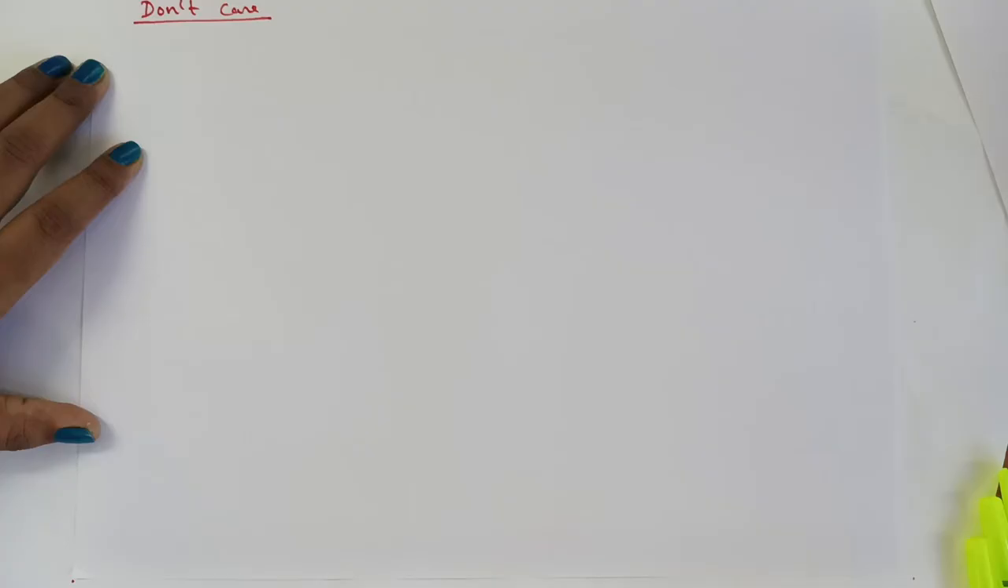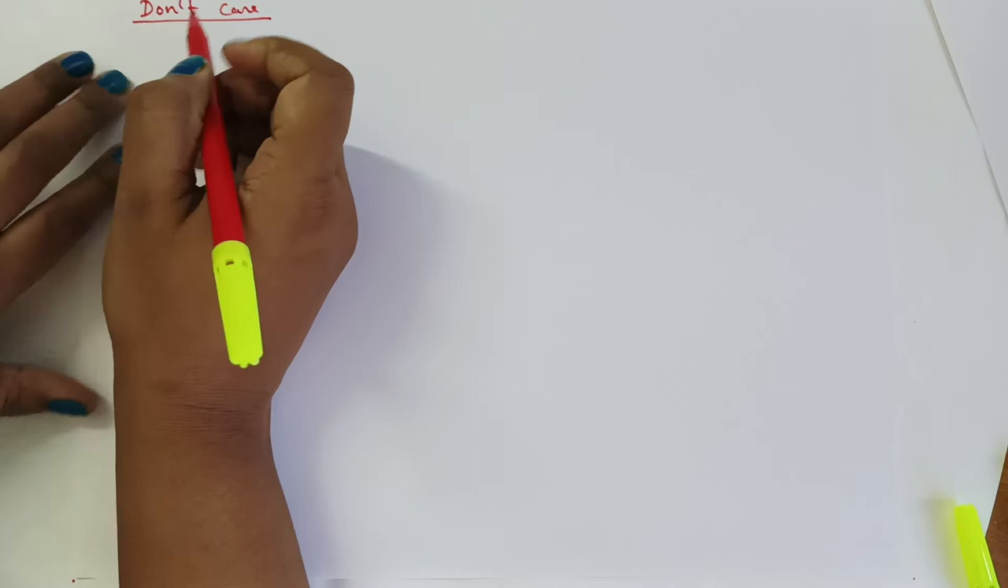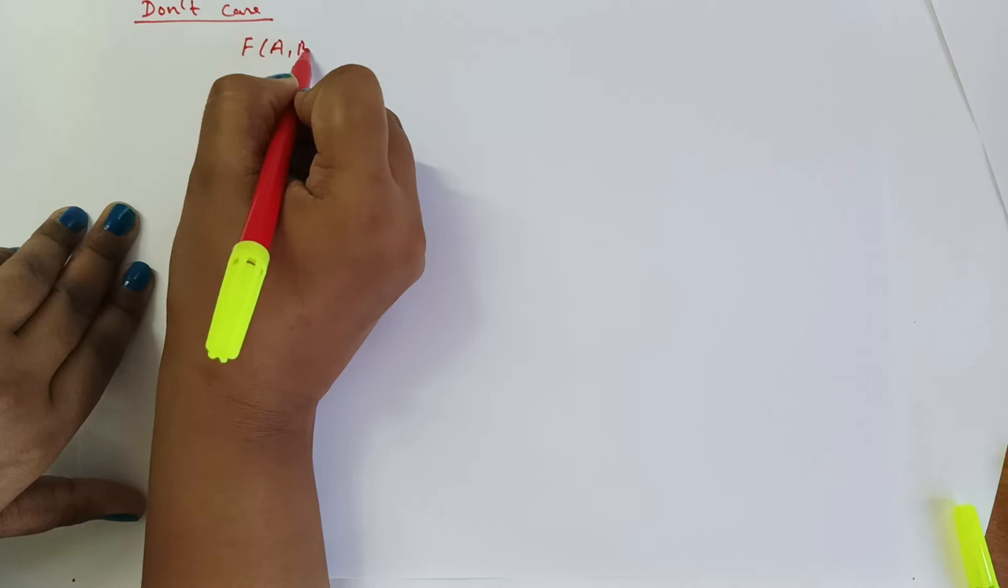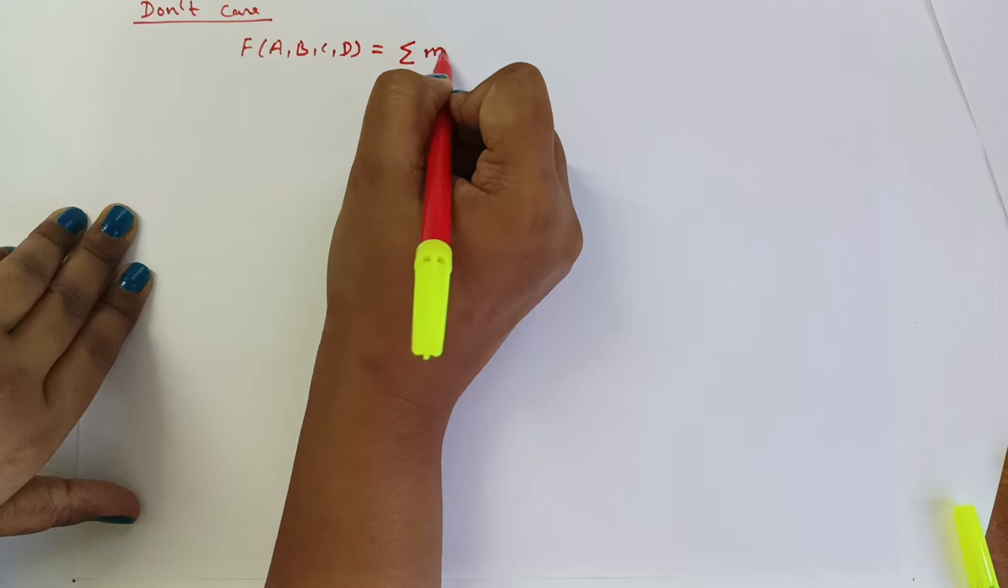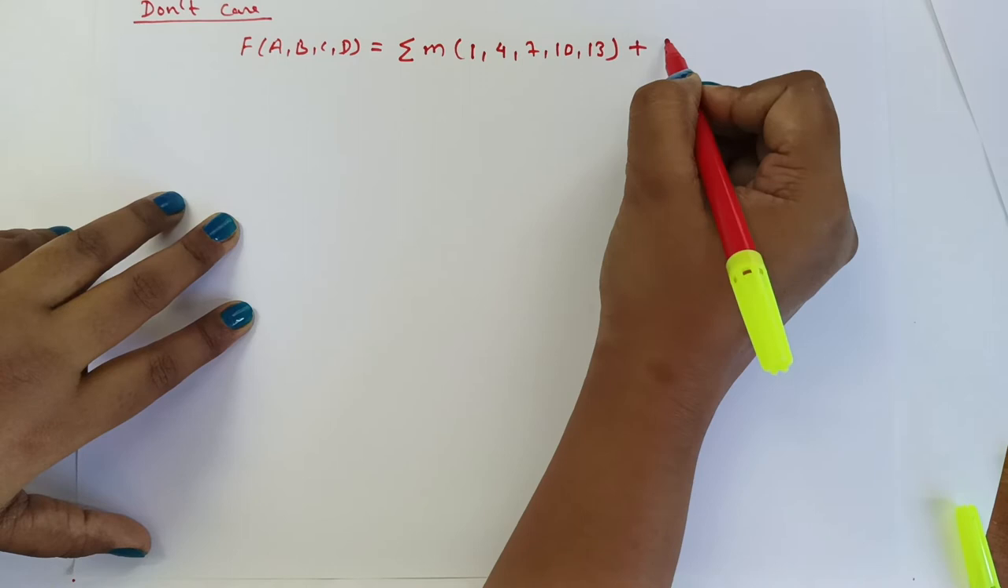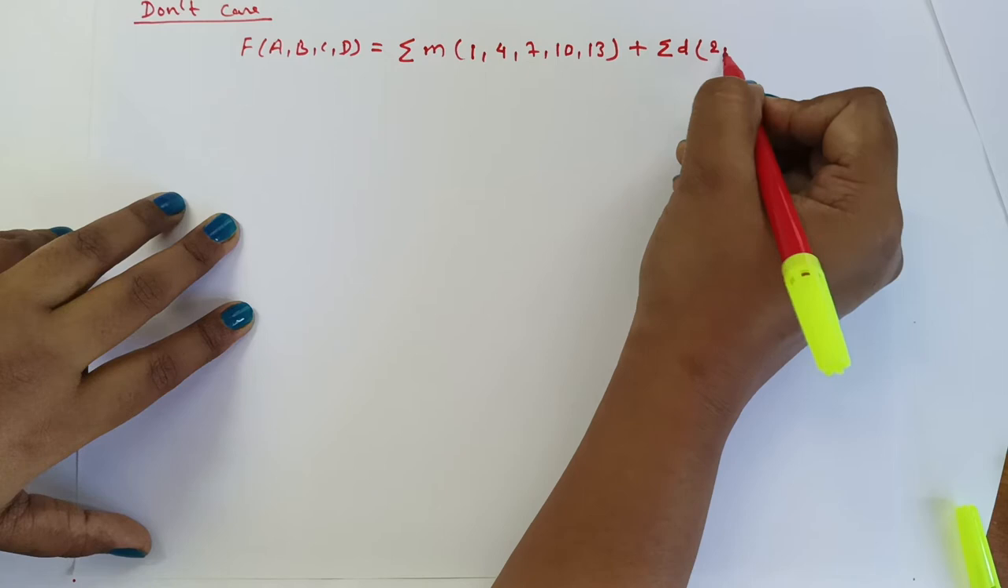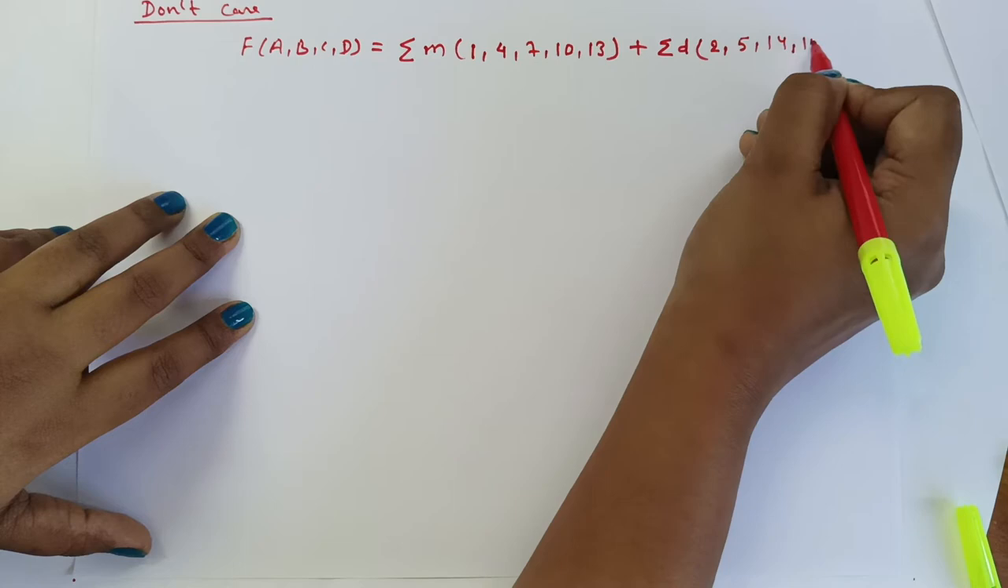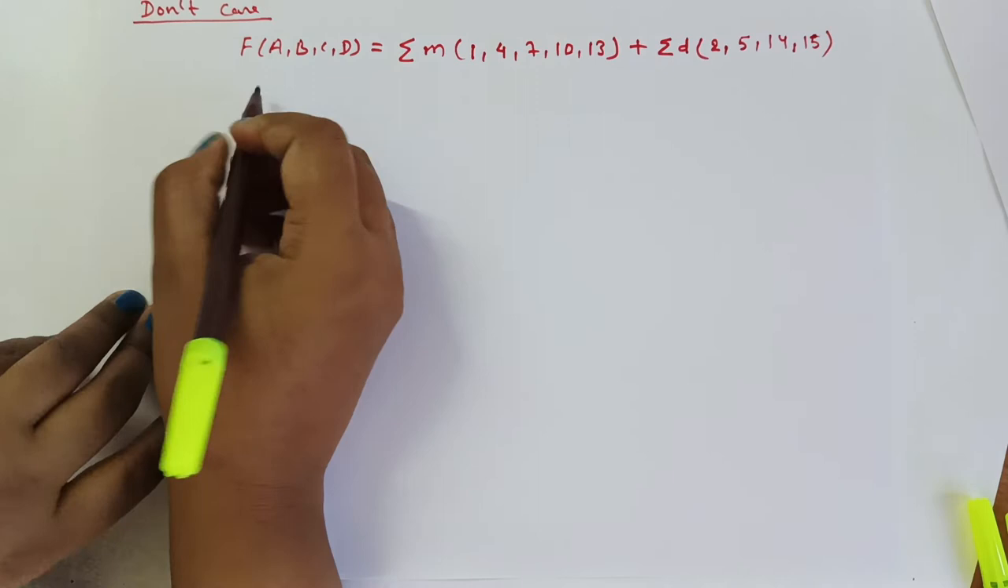Now we will see don't care case. So suppose we have a function given as f of ABCD as sum of min terms 1, 4, 7, 10 and 13 plus don't care condition D of 2, 5, 14, 15. Now there are 4 variables, so we need 16 cell KMap.